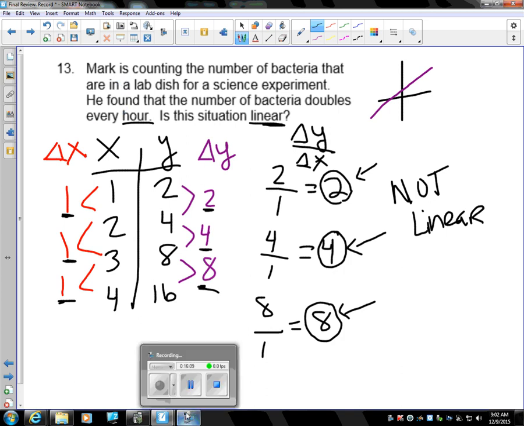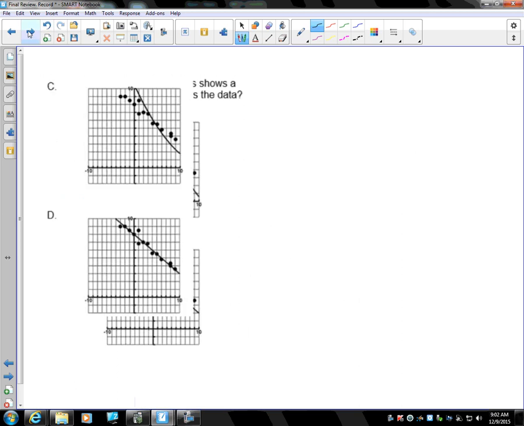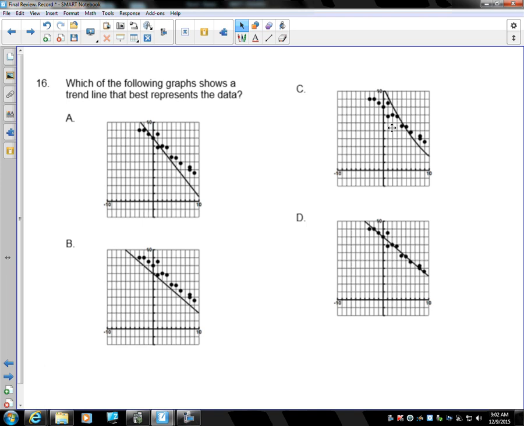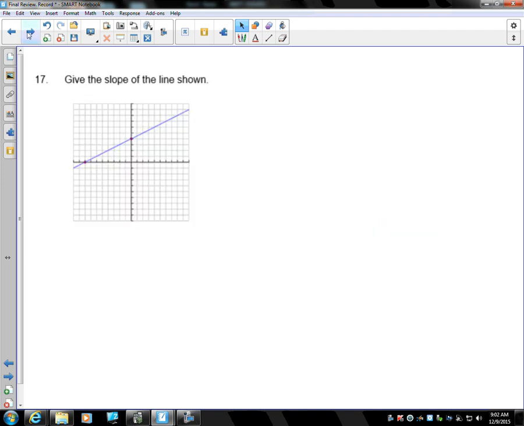The next one we're going to look at is number 16. And actually, you're going to work number 16 the way that we worked number 1 and number 2. So I'll leave that one to you. And let's look at number 20.